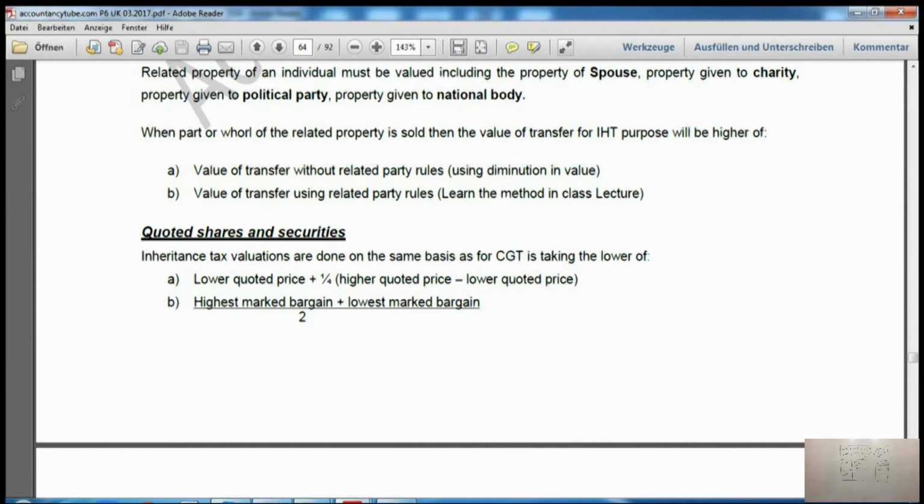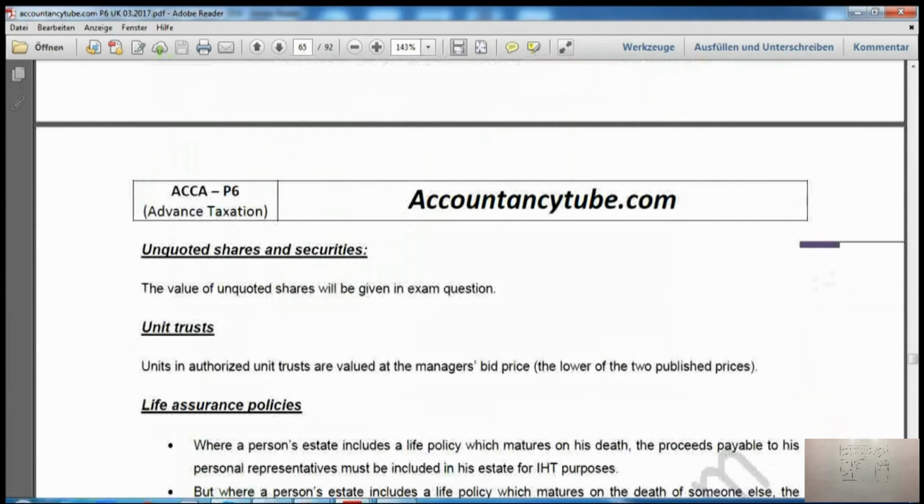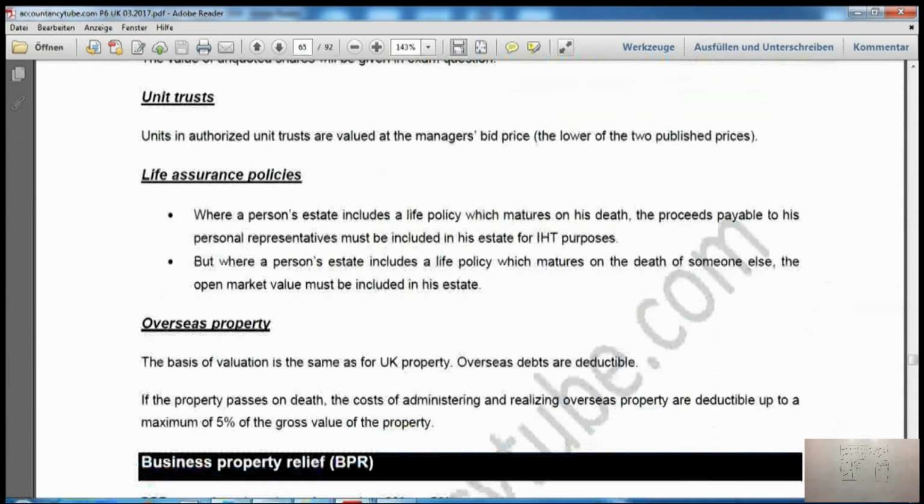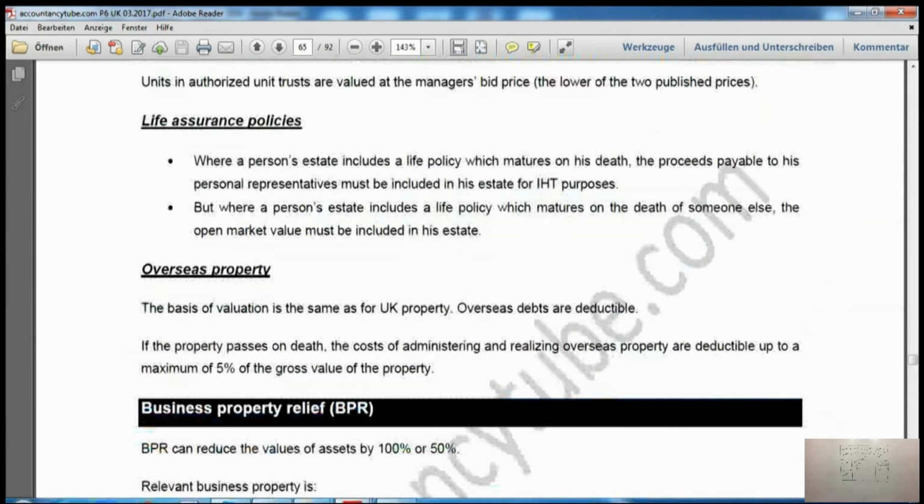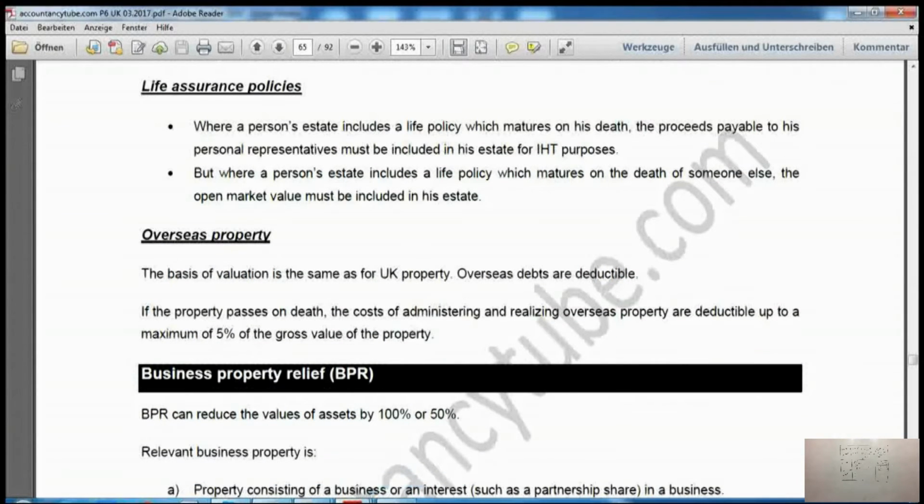As far as unquoted shares and securities are concerned, a value will be given to you in the exam anyway. After that, it says unit trusts. Units in authorized unit trusts are valued at the manager's bid price, which will be given to you in the exam, and you will have to take the lower of them. All right. After that, it says life assurance policies. Where a person's estate includes a life policy which matures on his death, the proceeds payable to his personal reps must be included in the estate for inheritance tax purposes. So you will have to include it in the estate.